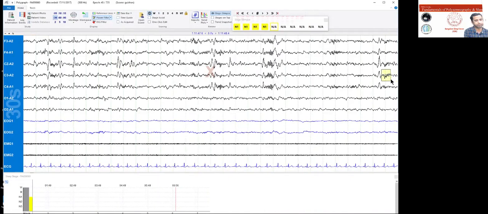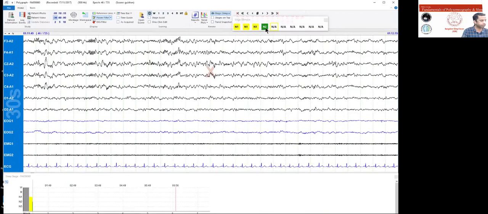This is also a spindle. Yeah, this is also a spindle. But the spindle was prominent in the central region, sometimes also in the temporal region. So it should be marked N2. I think we have one question: why do we mark that N2? Because spindles were there.